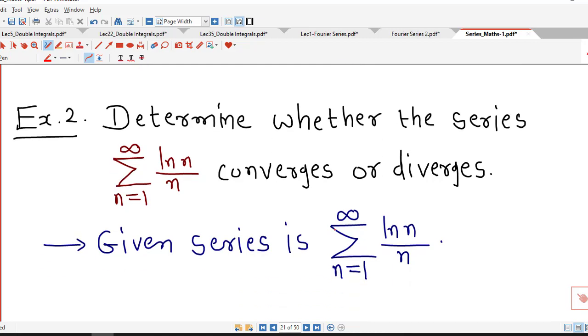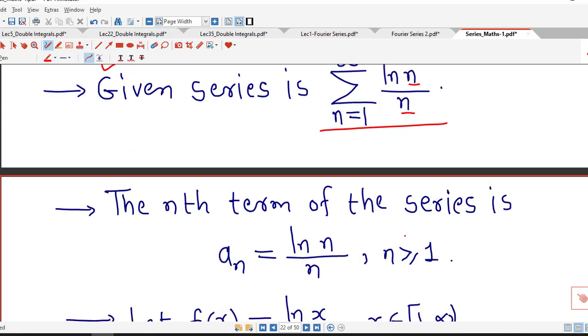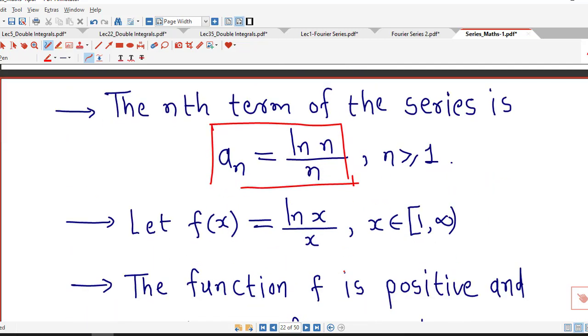We consider one more example. Determine whether the series sigma log n over n converges or diverges. So first we write down the given series, sigma log n by n, n from 1 to infinity, and the function f(x) is obtained by replacing n by x in this nth term. So the nth term is a_n equal to log n divided by n, and we consider f(x) equal to log x divided by x. Here n is starting from 1, so we consider x in the interval [1, infinity).